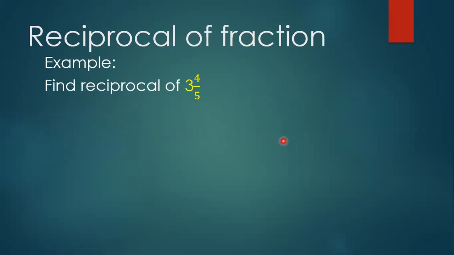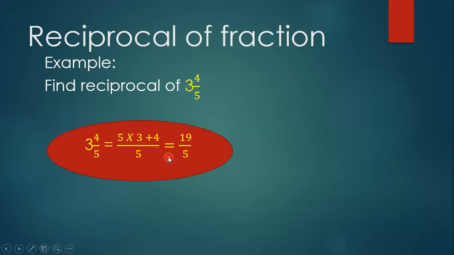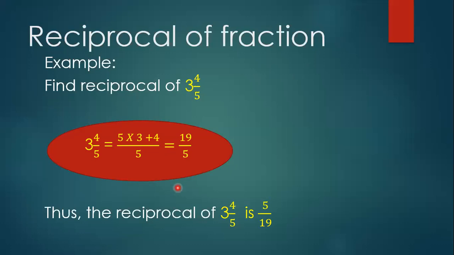Now suppose we have to find the reciprocal of 3 4 by 5. What will we do? We'll convert this mixed fraction into an improper fraction. Remember children, how do we convert a mixed fraction into an improper fraction? We multiply 5 by 3 and we add 4 to it. 5 times 3 is 15. 15 plus 4 gives us 19. We get the fraction as 19 by 5. Now when we find its reciprocal, it becomes 5 by 19.